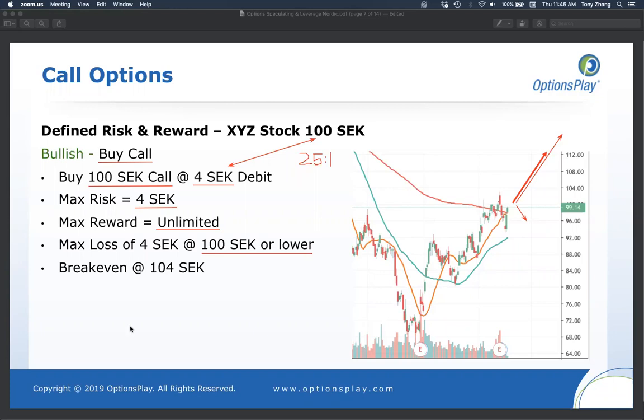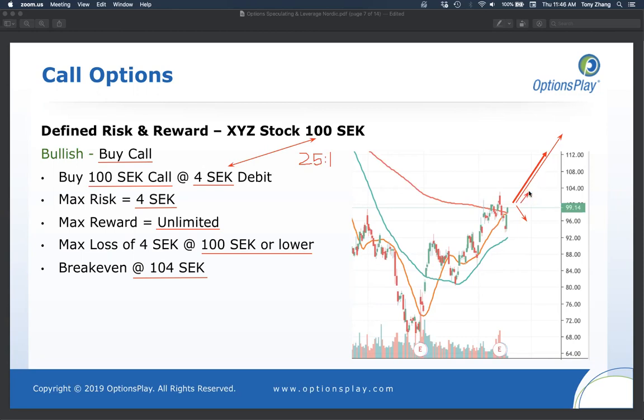The trade-off here is that this trade is really not profitable at expiration unless the stock rises to 104 crowns. So what that means is that not only do I have to be correct on the direction on stock XYZ, I actually have to be correct by a certain magnitude. And that magnitude here is 4 crowns. So the stock actually has to move 4% higher just for this strategy to break even at the expiration date. Meaning, I actually have to believe this stock is going to go up to 105, 106, 107, 108 or higher in order for it to make sense for me to trade this strategy.